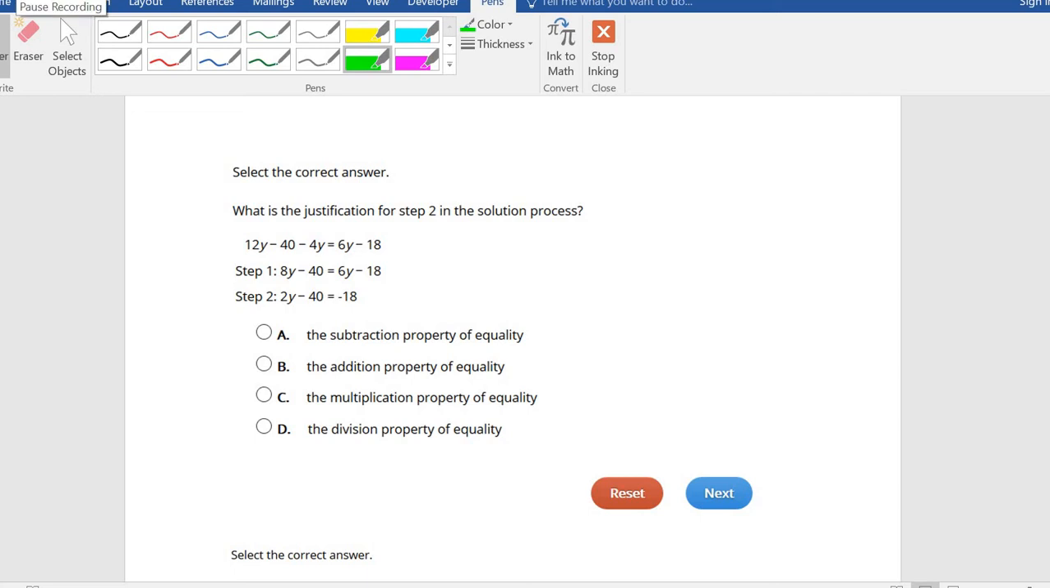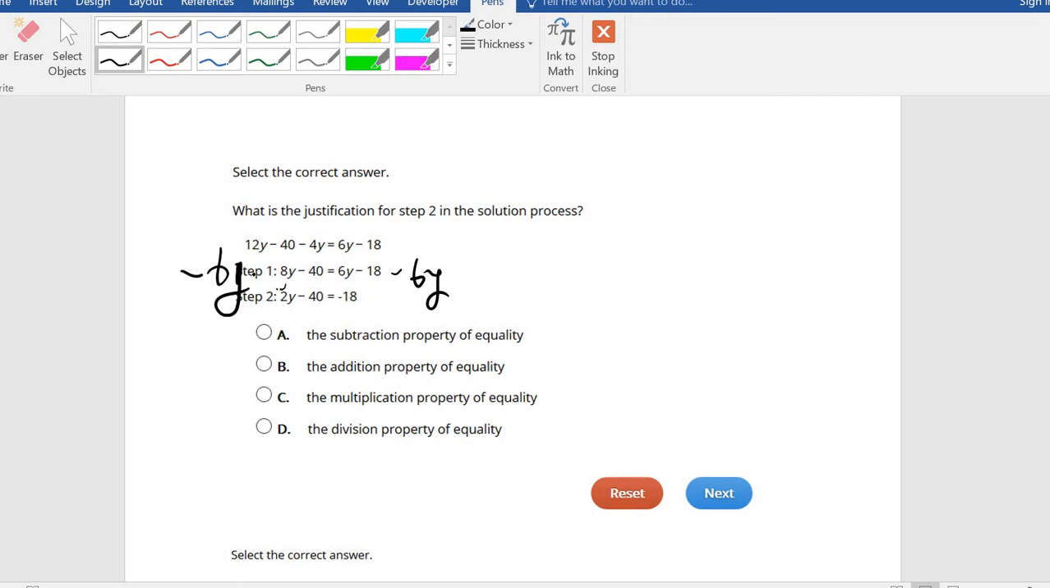All right, continuing on. This is from what's the justification for step two in the solution process? So you're going to be looking at what's going on. In step one, here's our original equation, right? In step one, we simplified. We combined like terms, and then in step two, which is the step that they're talking about, the 6y came over to the 8y. So what we did was we subtracted 6y on both sides.